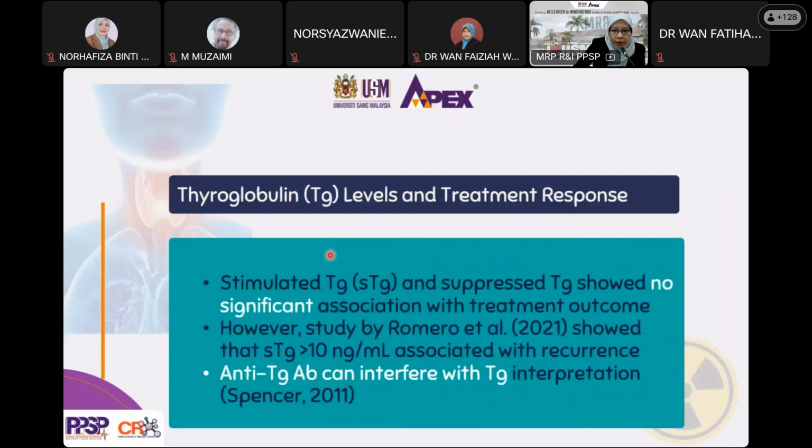So in summary, both stimulated TG and suppressed TG showed no significant association with treatment outcome. However, a study by Romero et al. showed that if the patient has stimulated TG more than 10, it is associated with recurrence. And anti-TG antibody can interfere with TG interpretation. That's why we excluded from our analysis any patient who had positive anti-TG antibody.